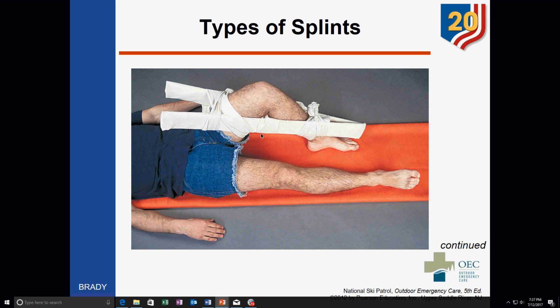This is one where you do a splint so that they can't straighten their knee. Maybe it's a knee injury. But again, be inventive. Immobilize above and below the joint. That's very important. Always immobilize above and below the joint.